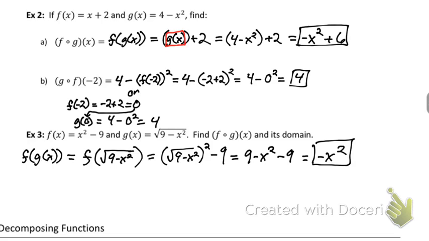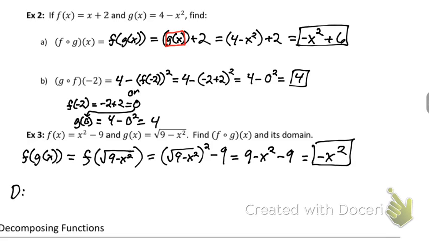The big takeaway is negative x squared is not the exact same graph as square root of 9 minus x squared. They're very similar, except one has a start point and one has an end point. That's where we have to get to our domains.